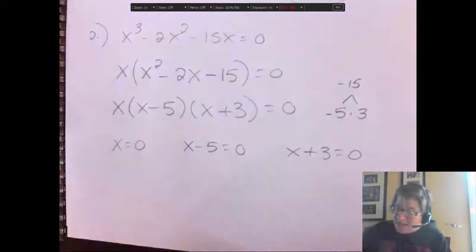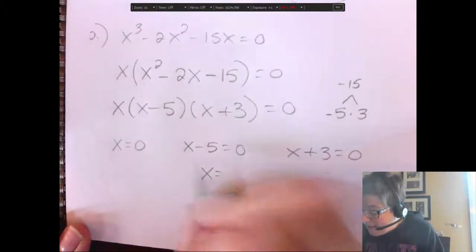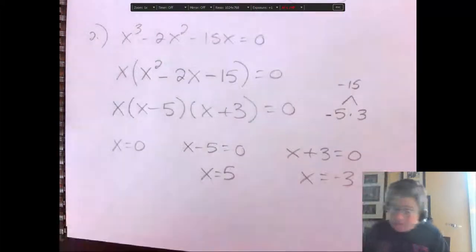Because we had an x to the third, we have 1, 2, 3 answers. The one before only had 2 answers, so it was an x squared. So this one will be: add the 5 over, get 5, subtract the 3 over, and we get -3. So those are our 3 solutions there.